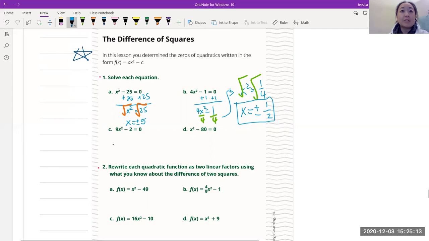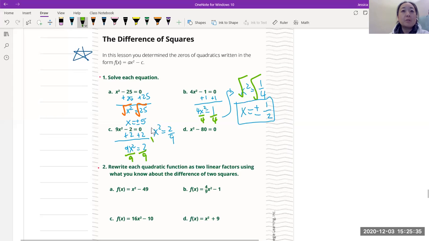And now we're going to try it with this one. All right, so we're going to add 2 to both sides, and then we get 9x squared is equal to 2. And then we're going to divide both sides by 9 to get rid of the 9. So we have only the x squared left is equal to 2 over 9. Ooh, this is going to be interesting.